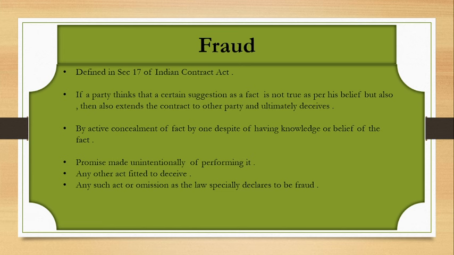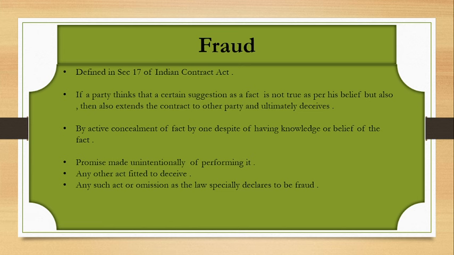By active concealment of a fact by one despite having knowledge or belief of the fact, a promise made without intention of performing it, any other act fitted to deceive, any such act or omission as the law specially declares to be fraud. So here we see four or five types of conduct of a person which declare him to be fraud. If some person does active concealment, concealment means hiding of the fact.